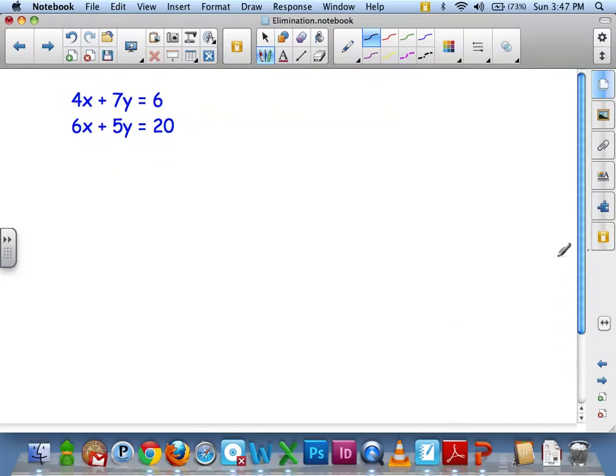Alrighty, so let's look at this one. I've got 4x plus 7y equals 6, and then 6x plus 5y equals 20. Right now, I know that if I take one of these equations and multiply it, I can't make a 6 into a 4, and I can't make a 7 into a 5, but I could find a least common multiple. So what I'm going to do is I'm just going to look at my x's. I know that the least common multiple between the two of these is 12. So I'm going to take this top equation and multiply it by 3. And the bottom equation I'm also going to change, but I'm just going to multiply that by 2.